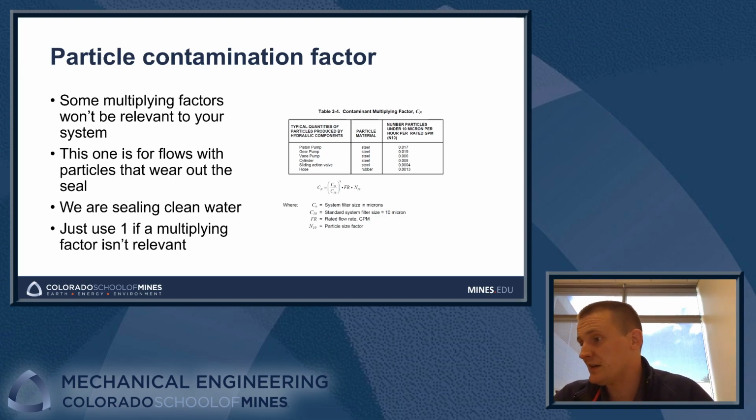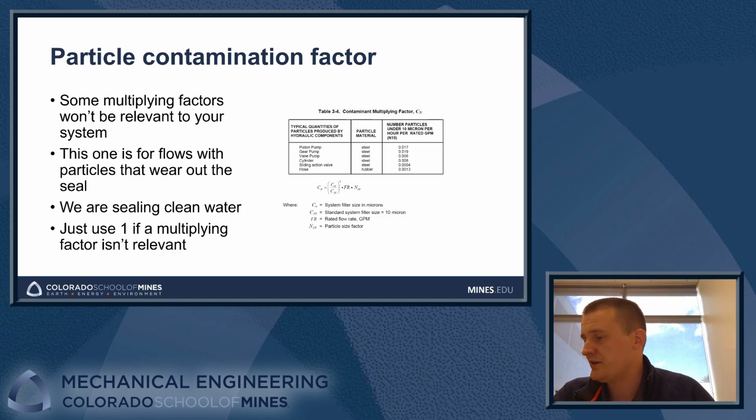If we're just sealing clean water, it's not relevant to what we're doing, so this isn't going to have an effect on the reliability of our system. So if you run into a situation like this where you have a multiplying factor that's just not relevant at all, just use 1, right? Because that says that this does not affect the reliability of our system at all. It's not going to change the base failure rate because it's just a multiplying factor. So if we multiply something by 1, we get the same number back.